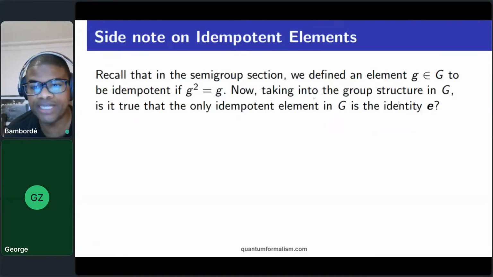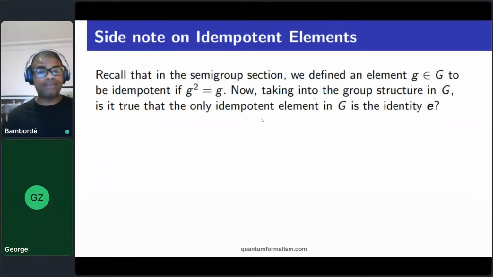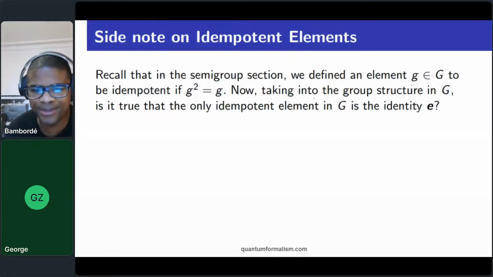Now, the question is, taking into account that when we defined it, G was a semi-group. But now suppose that G is a group. Is it true that the only idempotent element in a group is the identity? So the identity element is the only thing that can satisfy this in a group. Yes or no? I can also leave this as a point of scratching your head instead of giving the answer.